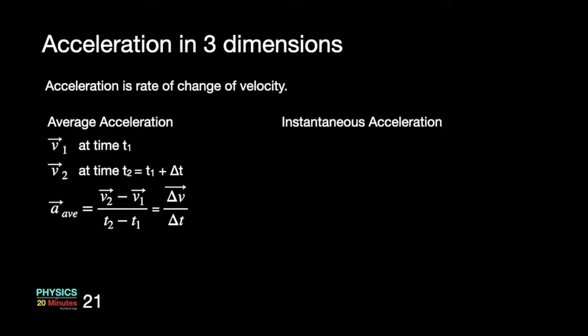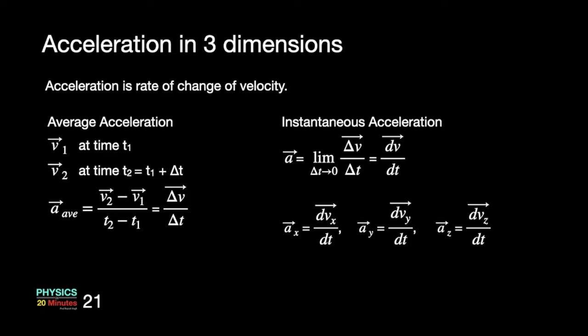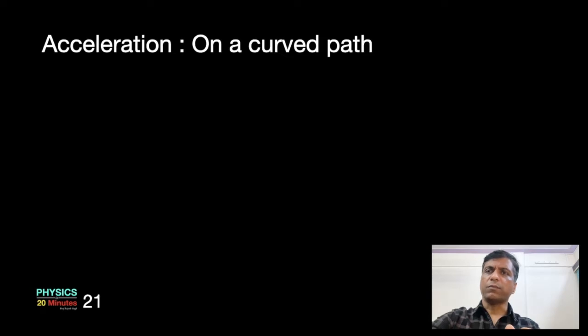The instantaneous acceleration can be obtained by taking the limit of delta t to 0, but this is the derivative of velocity with respect to time. Therefore, vector a is equal to vector dv by dt. Acceleration in general can have 3 components, each along the x-axis, y-axis and z-axis. What about the direction of acceleration? You can easily see from the equations, time is a scalar quantity. Therefore, the direction of vector a is the same as the direction of vector dv or vector delta v. How do we determine acceleration if the particle is moving on a curved path?